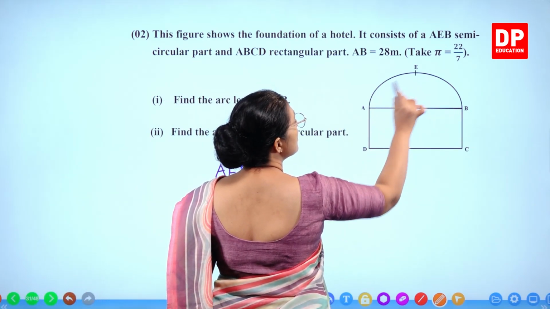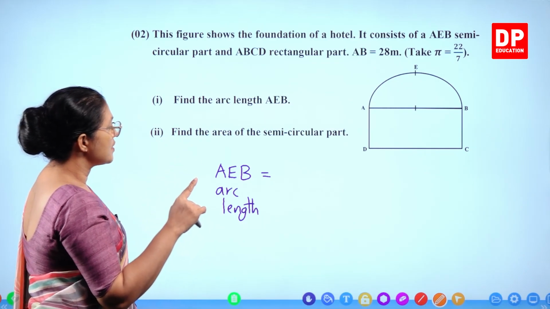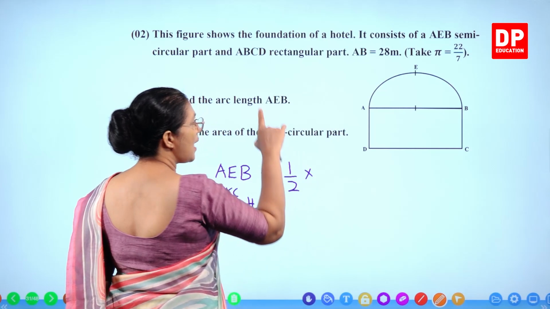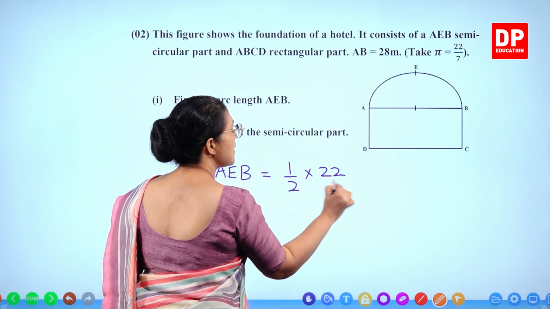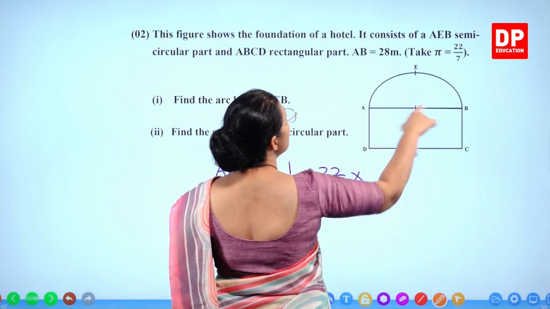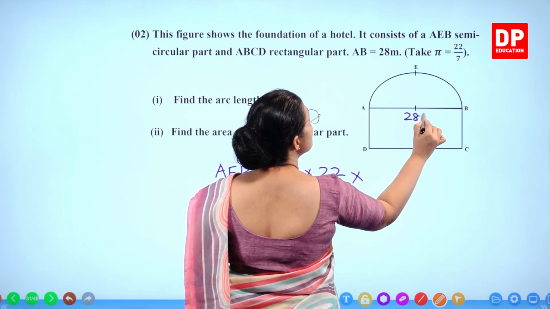This part is half of the circumference, so half of pi d. Pi d is the circumference of a full circle. Pi is 22 over 7. What's the diameter? Diameter is the length of AB. That's 28, so 28 meters given.